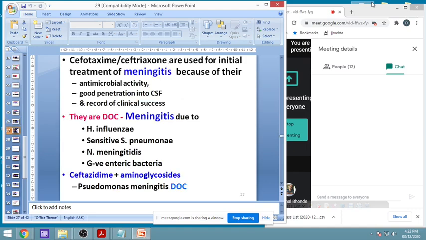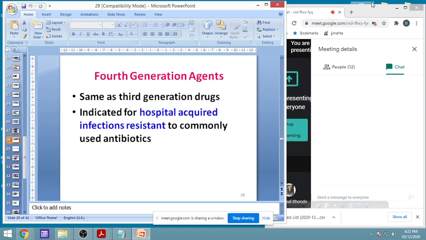Cefotaxime and ceftriaxone are also used for initial treatment of meningitis because of their antimicrobial activity, good penetration to CSF, and a record of clinical success. They are drugs of choice in meningitis due to Haemophilus influenzae, sensitive Streptococcus pneumoniae, Neisseria meningitidis, and gram-negative Enterobacteriaceae. And ceftazidime plus aminoglycoside are used in combination against Pseudomonas meningitis. They are drugs of choice in that particular case.